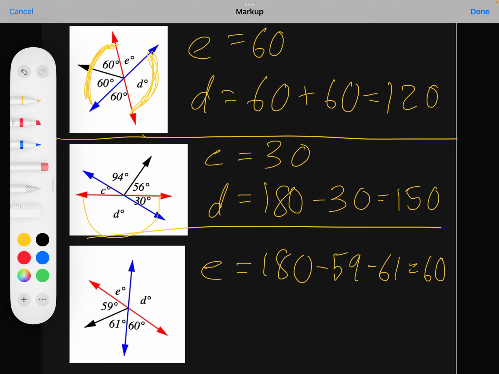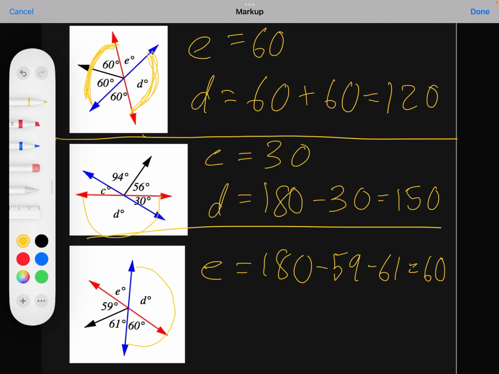All right, now that we have E, let's look for the last one, D. Well, D, it makes 180 here, so it's got to be 180 minus 60, or 120. Alternatively, same answer, you can say that D is vertical to, see if you can figure out which two angles. It's these two. So D is the same thing as 59 plus 61, which is, again, 120. Same answer either way. There you go.